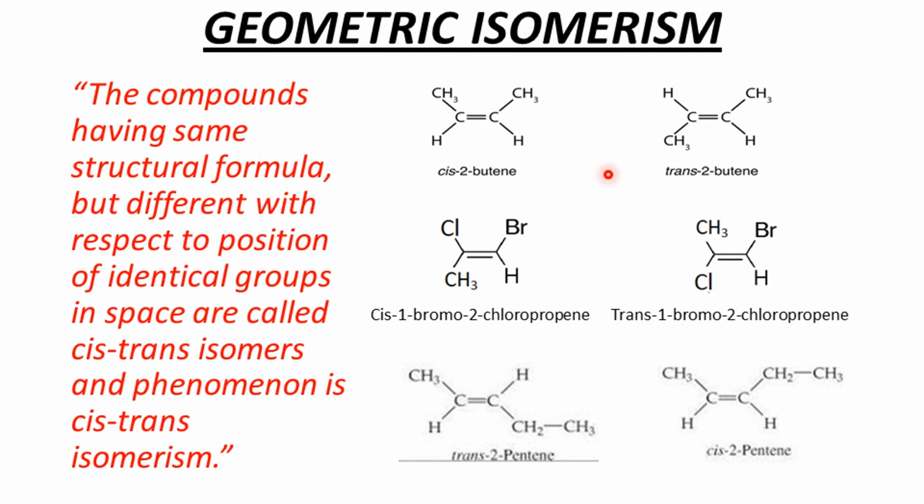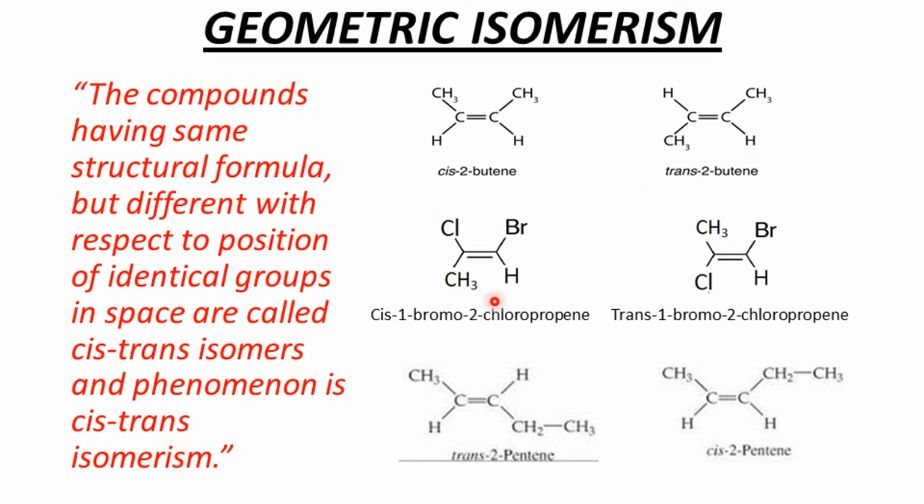Both compounds have the same molecular formula, but the arrangement of identical groups above and below the double bond has changed. So if the same groups are present on the same side of the double bond, they are said to be a cis compound. If the same or identical groups are present on the opposite sides of the double bond, they are said to be a trans compound. So we have here cis-2-butene and trans-2-butene.